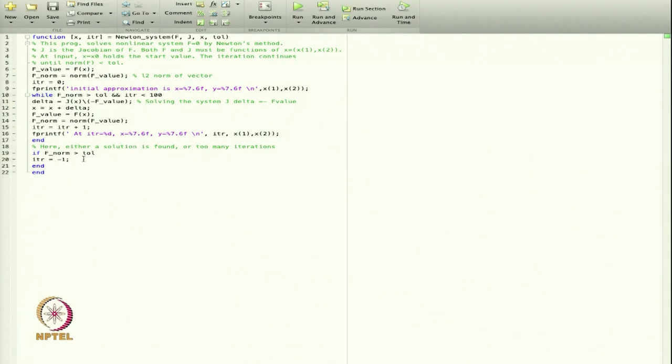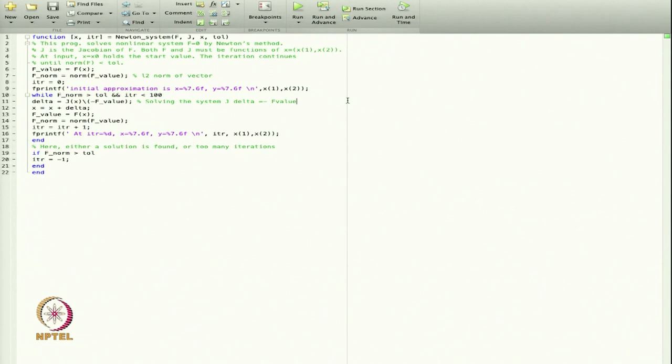And now, here either a solution is found or there are too many iterations. So, if f norm is greater than tolerance, the iteration will be minus 1, and then this is the end of the function. So, this function I have started with the name Newton underscore system. This name and the file name will be the same. So, this is my function we are calling.